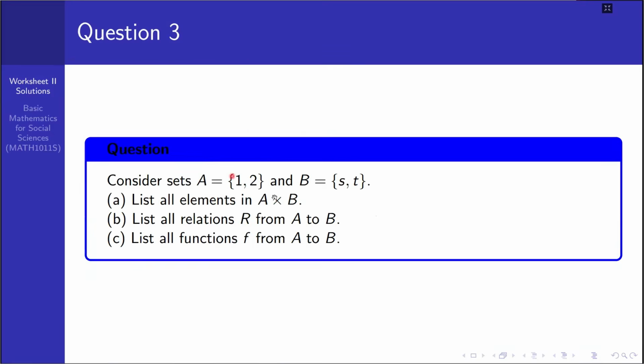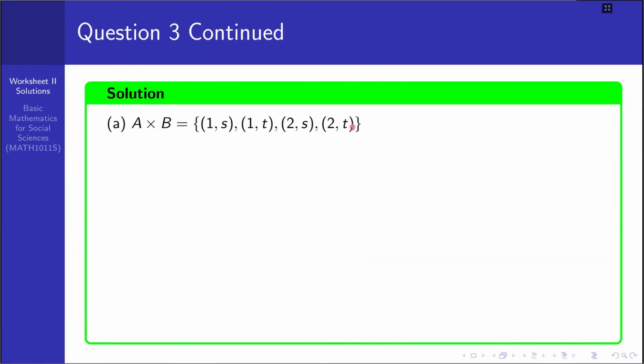And another thing to remember here: the number of elements of A cross B has a relation with the number of elements of A and B. If A and B are both finite sets, that means they have a fixed number of elements, then the number of elements of A cross B is the number of elements of A times the number of elements of B. Here there are two and there are two, so the number of elements of A cross B must be 2 times 2, that is 4, so that we have 4 elements here.